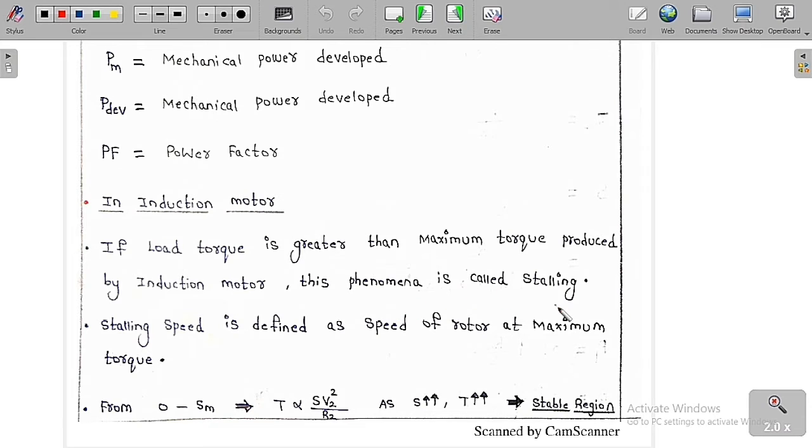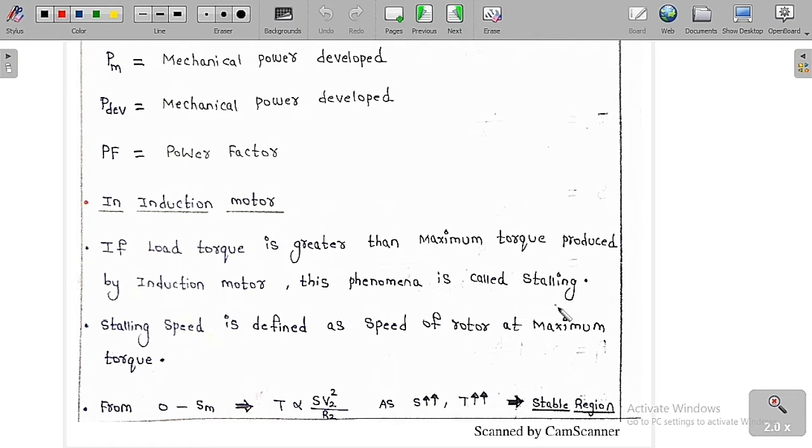So what happens during the stalling condition? Basically, whenever the load torque demand is higher than the maximum torque produced by the induction motor, the motor will never rotate, because it cannot produce the amount of torque needed by the load. Because the load torque is very high compared to the maximum torque produced by the motor, it cannot rotate it, so it is in the standstill condition. So N_R is always 0, which is called the stalling condition.